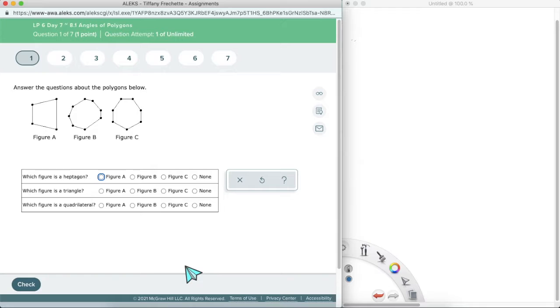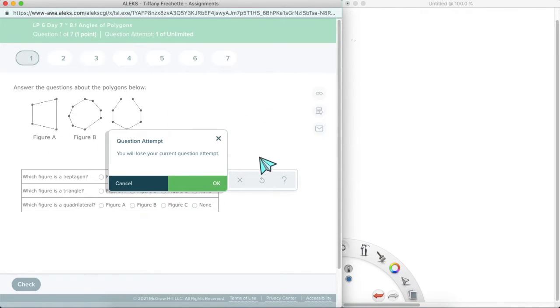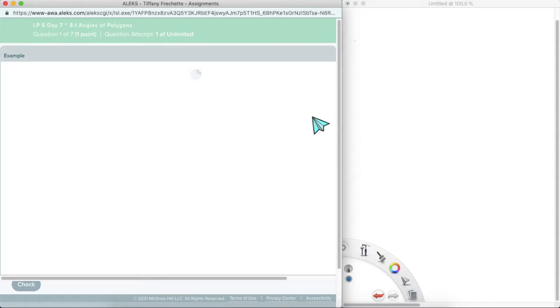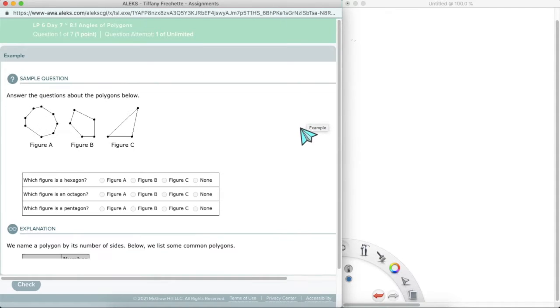Alright, so on the side we always have these 3 tools: explanation, example, and message. So explanation tells you you're going to lose your current question attempt because it's going to literally give you the question or the answers to this question. Example will give you an example, something very close to what you're looking at.